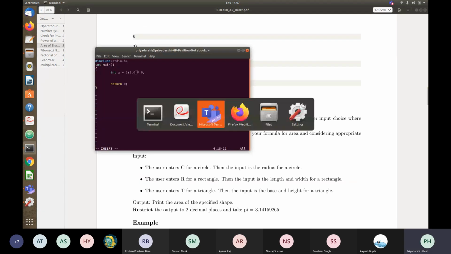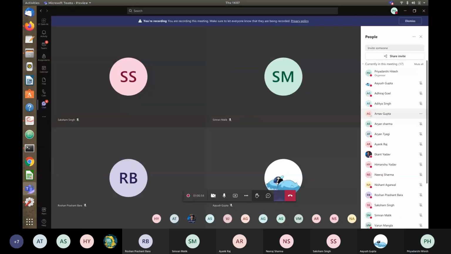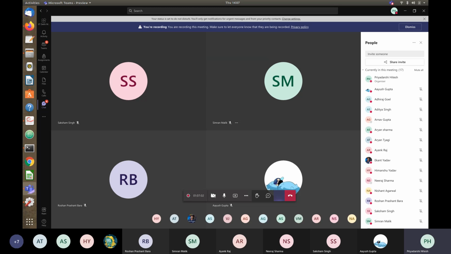And yeah, so anyone who has any doubt in area of shapes? Okay, no one.